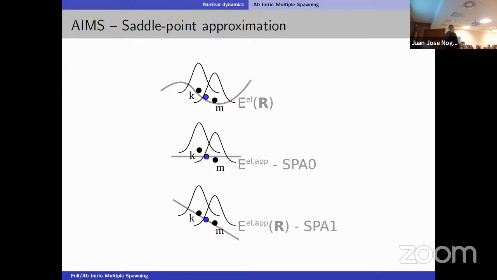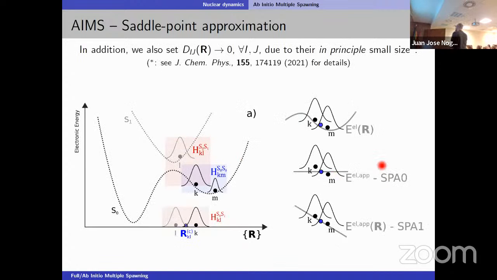But that is absolutely amazing from a computational perspective. Because now, if we use this saddle point approximation of order zero here, and also what we're going to do in general in ab initio multiple spawning is to get rid of the second order couplings. That's a completely different discussion. If you want some references, you can check this paper here discussing that.